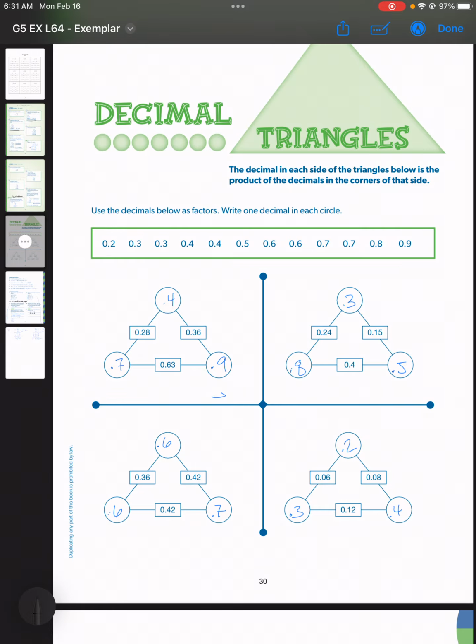The numbers in the box are factors, and they are using these factors to help determine how you get the products that are already written in the boxes. So for example, if we start with 28 hundredths, we need to know what two factors in that green box multiply together to give me 28 hundredths. That's 7/10 and 4/10. They're going to use this same train of thought to complete the factors for all other triangles.